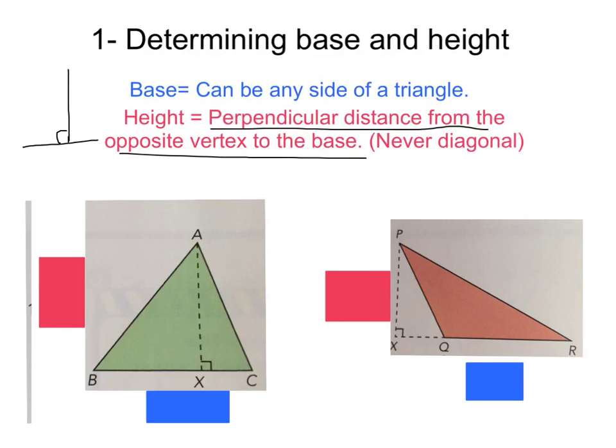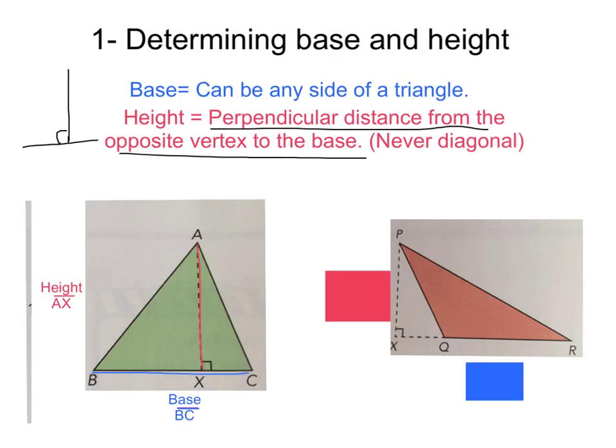So in these 2 different pictures, we actually see the different perpendicular lines that are created. Since we have a line that starts at the vertex and goes down to a line, we know that this right here is our base. So our base is actually BC, our line segment BC, and our height is our line AX, since AX is perpendicular to BC.